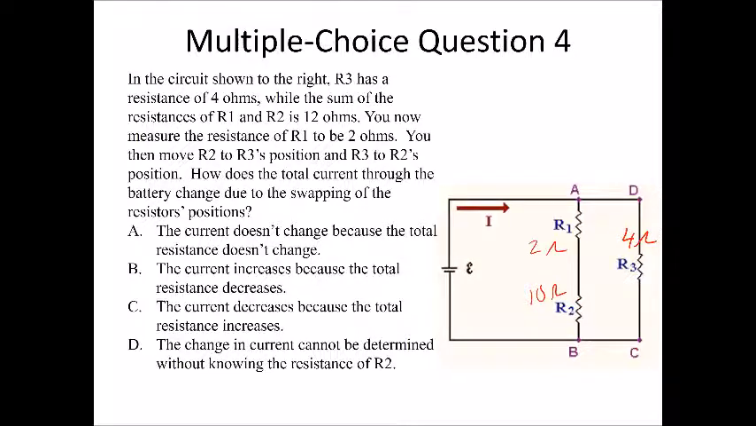Now it says we then move R2 to R3's position and R3 to R2's position. How does the total current through the battery change due to the swapping of the resistors' positions?